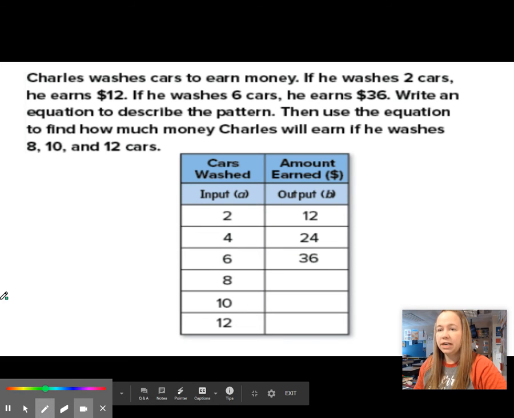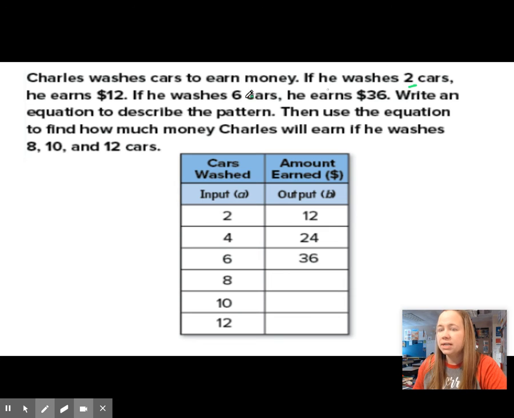Let's try another one. Charles washes cars to earn money. If he washes 2 cars, he earns $12. See how in the table here they put a 2 and a 12? If he washes 6 cars, he earns $36. Write an equation to describe the pattern. Then use the equation to find how much money Charles will earn if he washes 8, 10, and 12 cars.